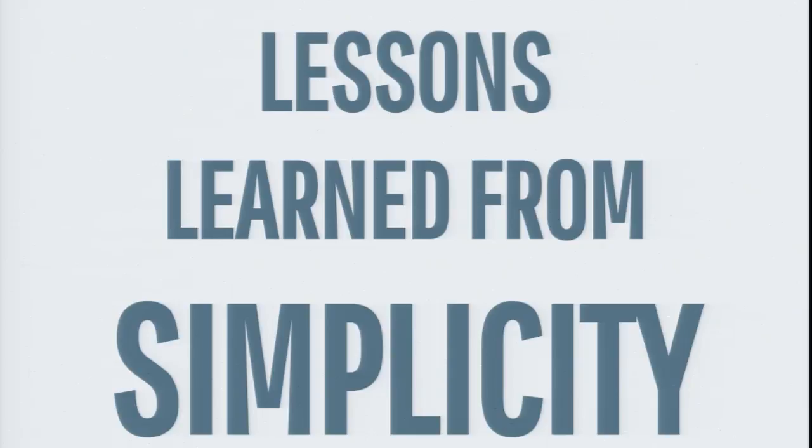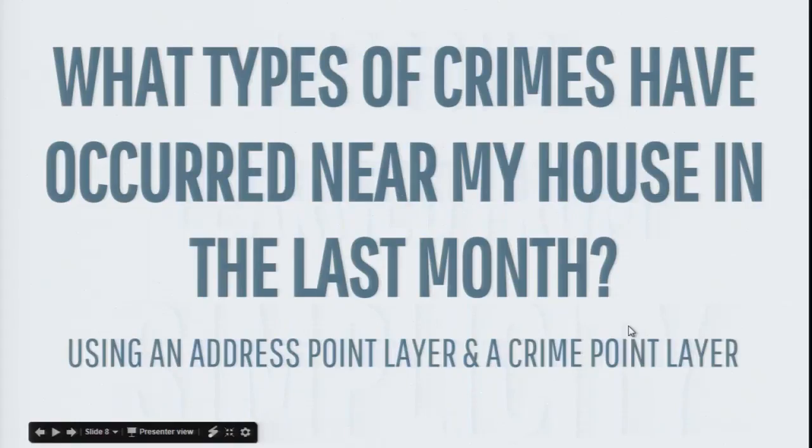But before we get started with getting to know your users, I bet that we have some awesome geographers in the room right now that can help me answer a question. And that question is, what types of crimes have occurred near my house in the past month? In this scenario, you have access to an address point layer with some attribute information about that address and a crime point layer with some attributes about the crime, such as the type of crime and the date it occurred. So using your GIS skills, how would you answer that question?